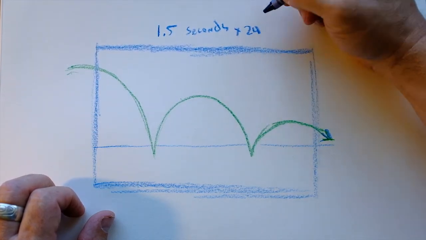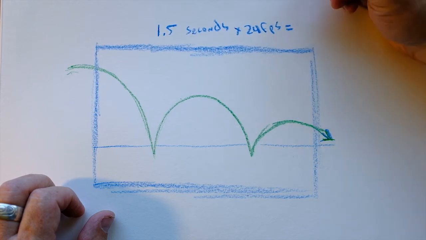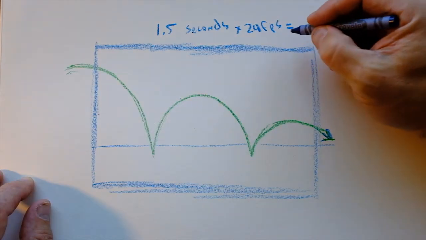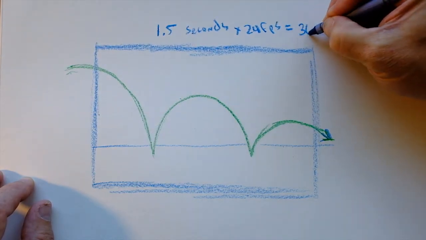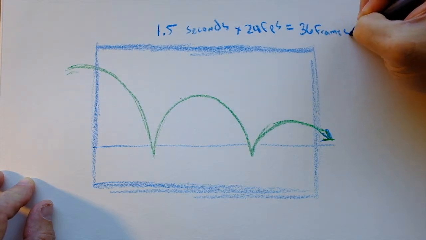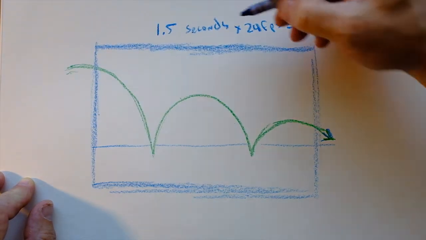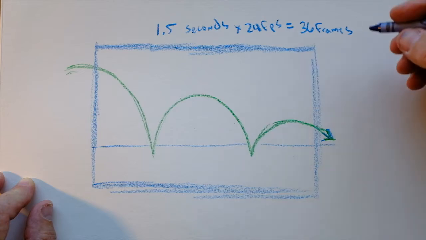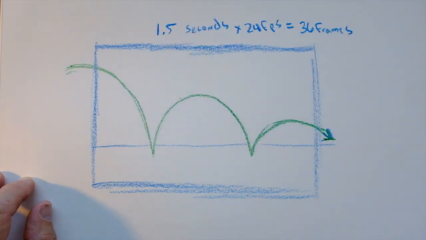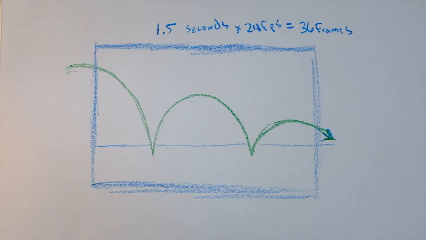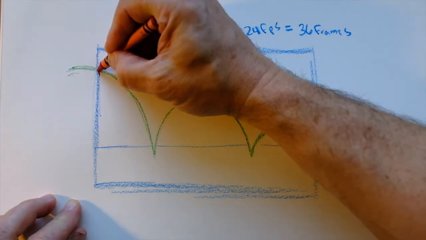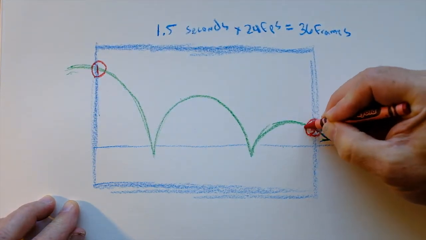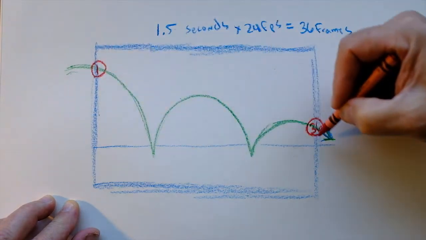times 24 frames per second is how many frames? Well, obviously 24 plus half of 24 is 12. That's 36 frames. And that 36 frames gives us the 1.5 seconds that we have. So then, once we determine the timing, we know a couple things. We know that frame 1 is going to be about here, and frame number 36 will be here. And this is pose-to-pose animation, and it gives us our keyframe poses.